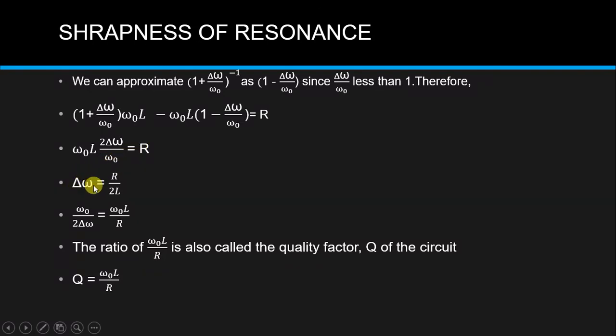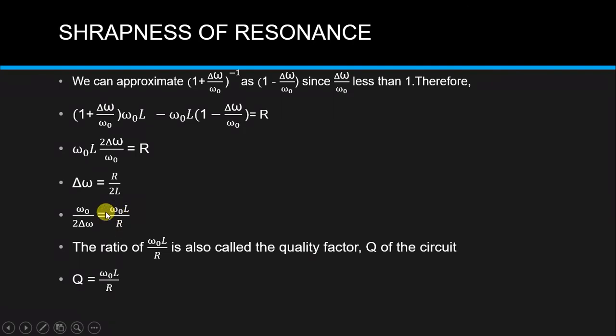So see here, suppose we need to determine the value, we will get delta omega equals R upon 2L. Omega 0 will be cancelled out, and L will come to this side, and 2 will also come to this side. So delta omega equals R upon 2L. So see here, omega 0 upon 2 delta omega equals omega 0 L upon R.